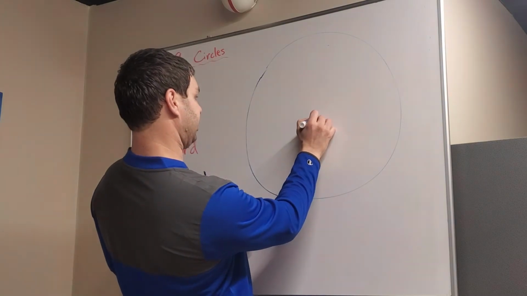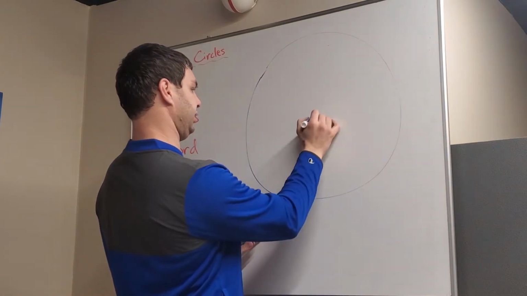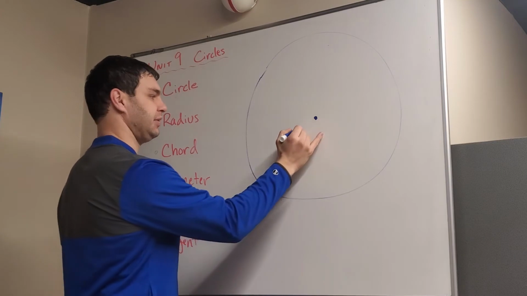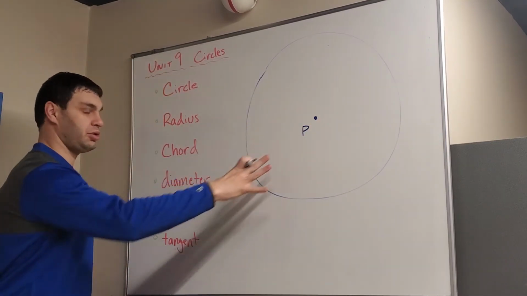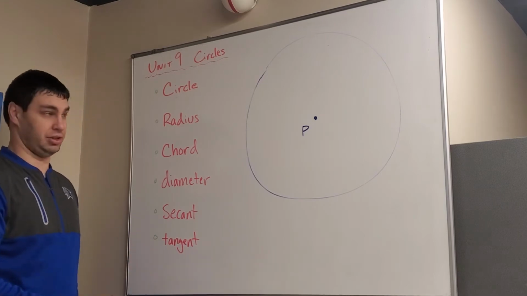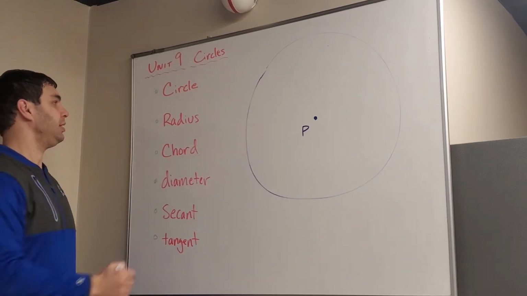So let's see if I can draw a good center in here. Let's say maybe I call this center, I don't know, P. So this would be called circle P. We name it by using its center, in this case, P. All right, that's a circle.